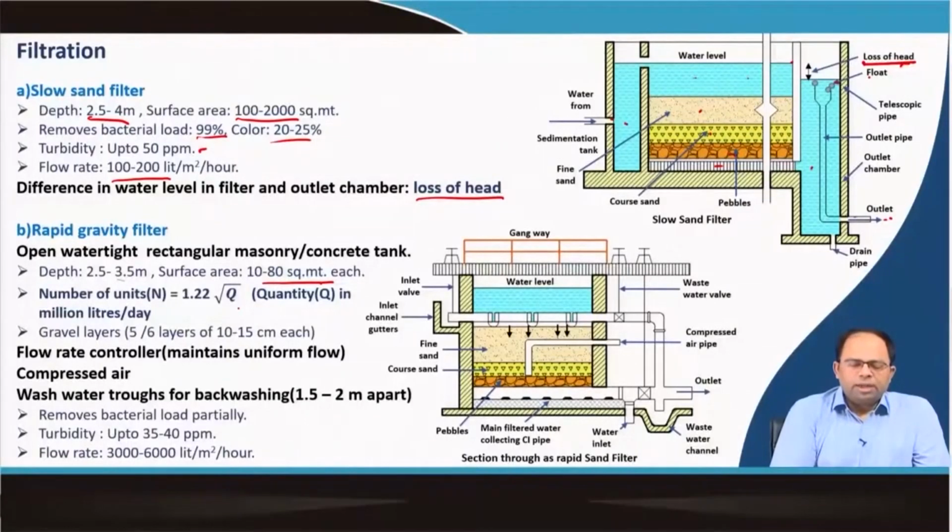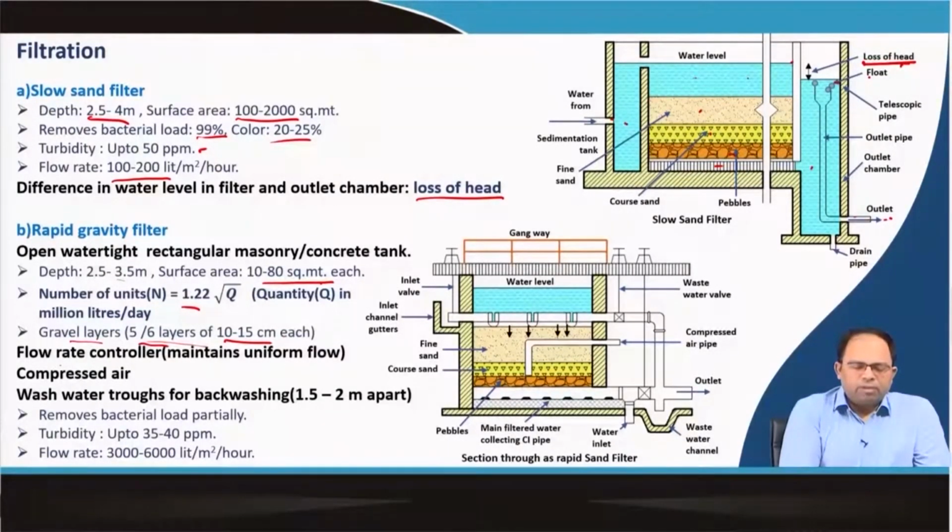So, how many units are required? There is a simple formula where you can use 1.22 times root Q, where Q is the quantity in million liters per day. Based on that, you can determine the number of units required for these rapid gravity filters. And in rapid gravity filters, we use gravel layers. Around 5 to 6 layers of 10 to 15 centimeters each are used. Sometimes rapid gravity filters could also be made of coarse sand, but gravel layers of 5 to 6 layers are also possible.